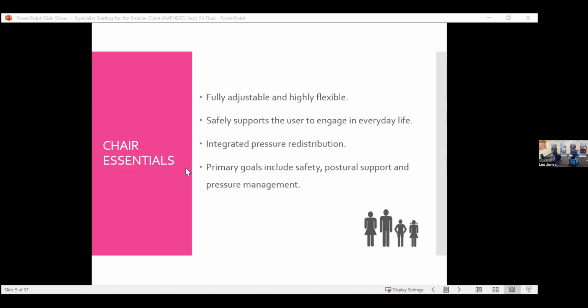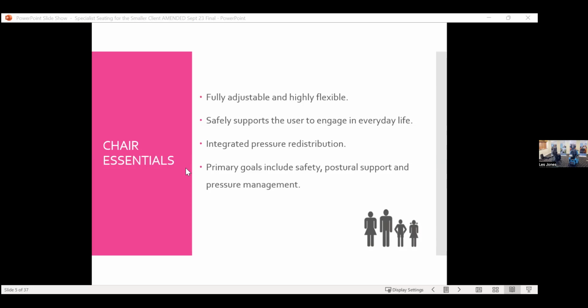The chair essentials. These are the fundamental broad brush features that we are looking for when we design the chair. The chairs need to be designed to meet the needs of the mild to moderate to complex chair postural requirements of a person. The chairs really need to be fully adjustable and highly flexible to be able to correct and accommodate complex postural presentations. They need to safely support the user to engage in everyday life and to improve quality of life. They need integrated pressure care management.